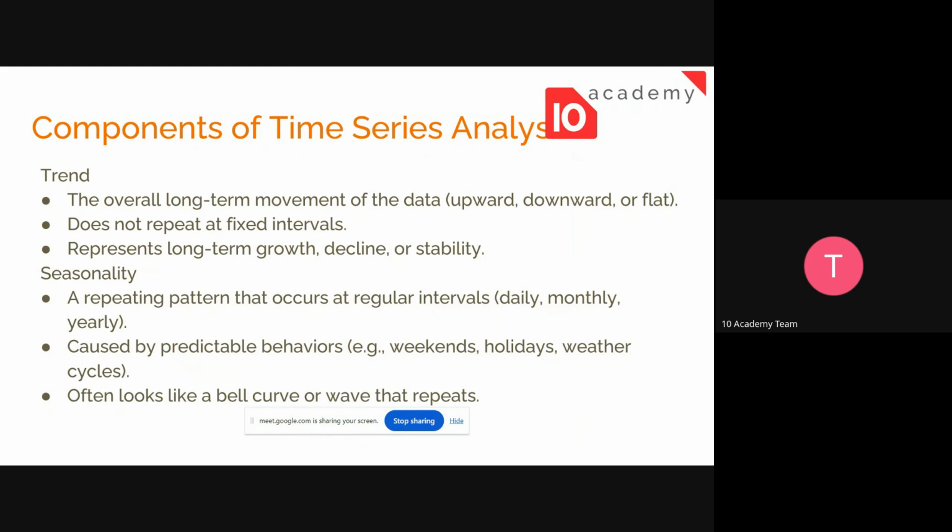For example, if the sales always spike on the weekends, okay, I have a lot of customers coming on the weekend. So you stock your products for the weekend so you don't sell out. So you can make predictive decisions based on your data. It often looks like a bell curve or a wave that repeats. We're going to see that in the demo as well.